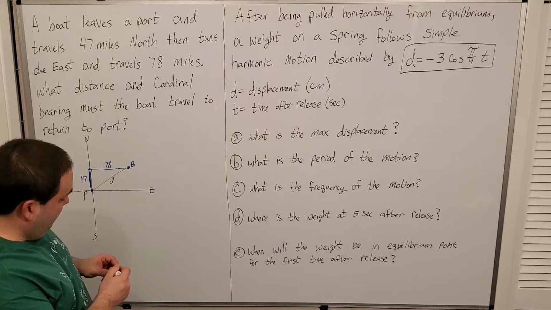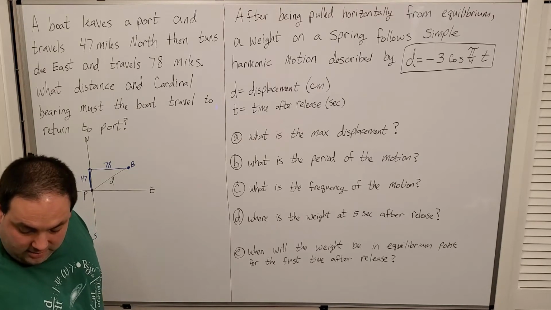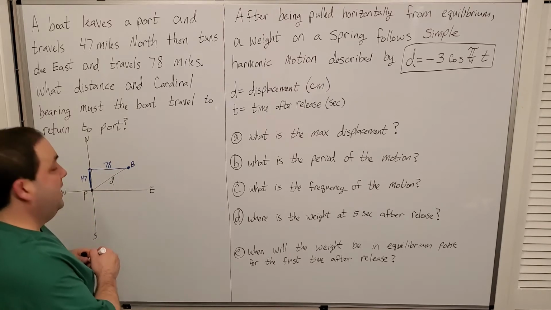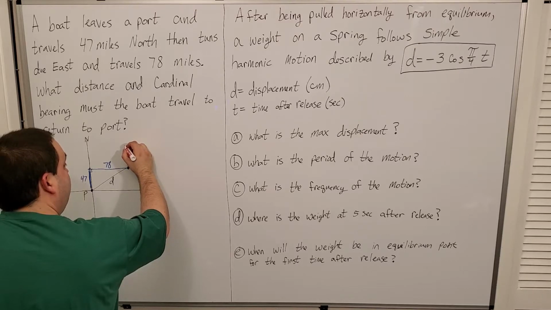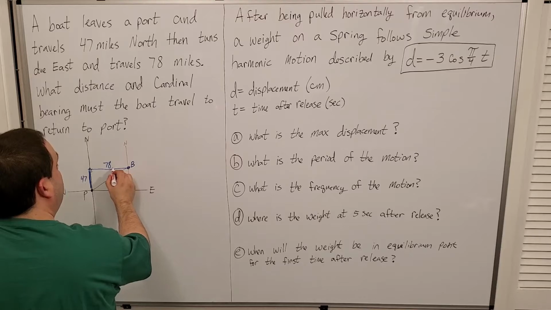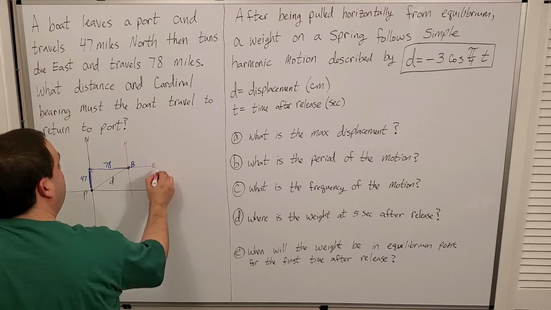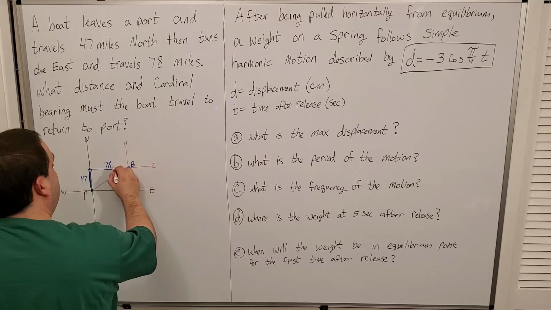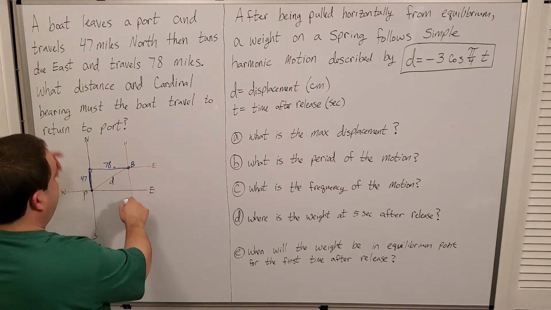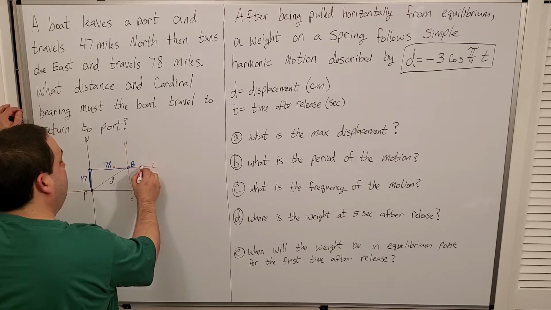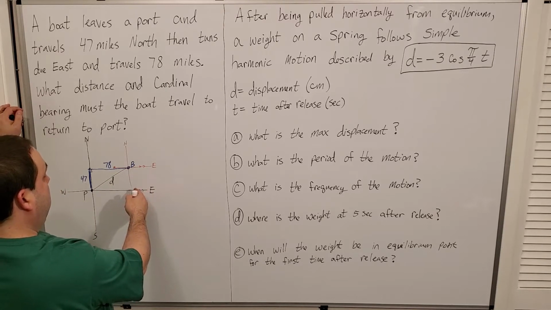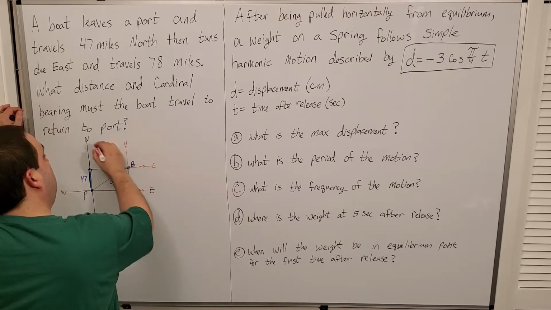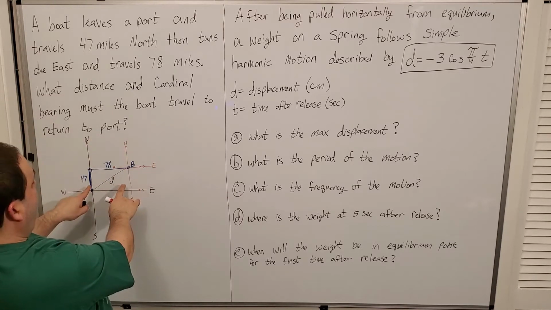The best thing to do here, for the bearing anyway, is to draw another set of north, south, east, west lines. From the boat, this is north, and here's east, south, west. Of course, the two east-west lines are parallel with each other, and so are the two north lines.